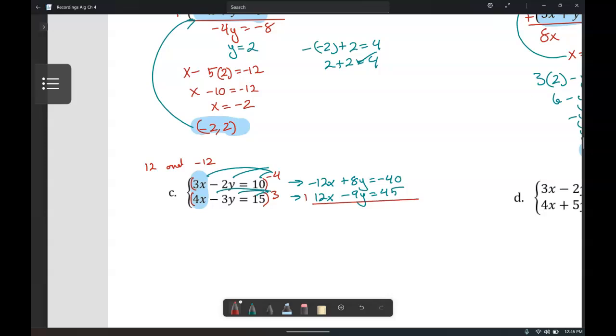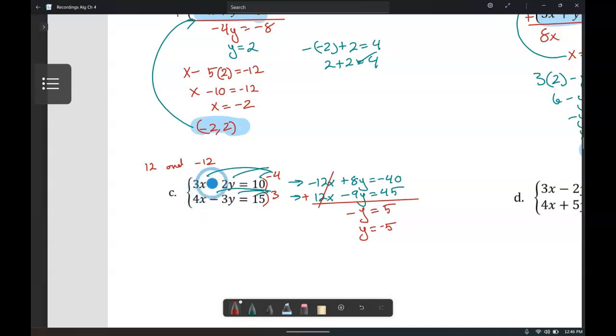So let's go ahead and add these together. Our x's eliminate, leaving us with negative y equals 5. Therefore, y equals negative 5. So we found our solution just like we did in our previous methods.